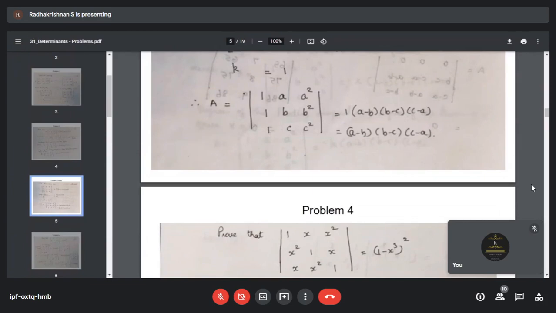So another problem. Prove that this determinant, 1 x square 1 x square 1, is equal to 1 minus x cube the whole square.